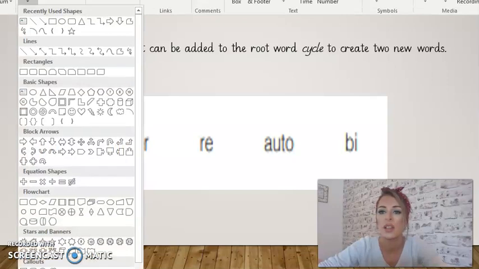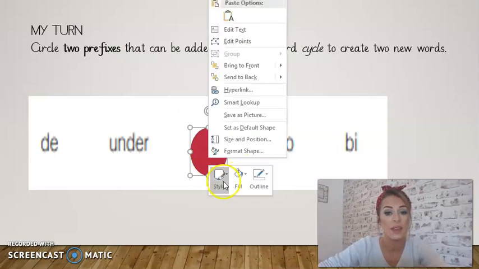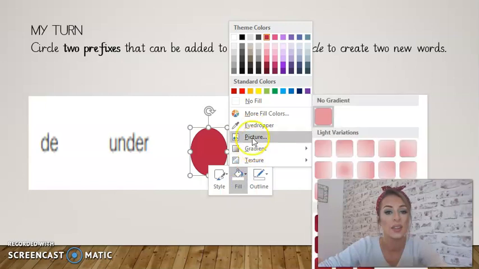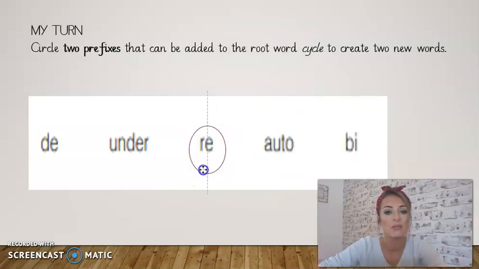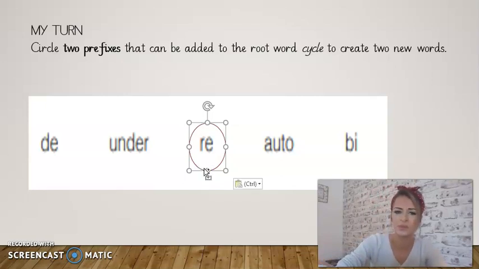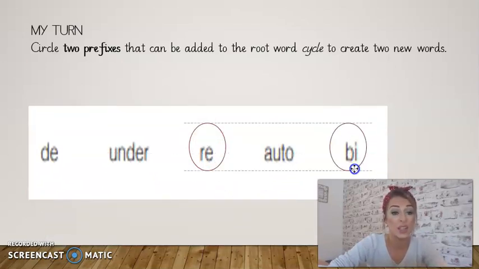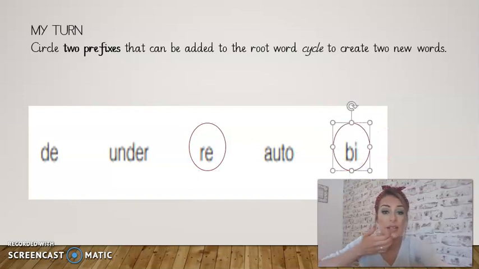I'm going to find myself a little circle so that I can show you. So let's try this one. Decycle. Is that a word? Undercycle. Recycle. Absolutely. So I'm going to make that a circle. Recycle. Autocycle. Not sure about that. It's not autocycle. That doesn't sound like a word. But bicycle does. So the 2 that I have circled are re for recycle and bi for bicycle.